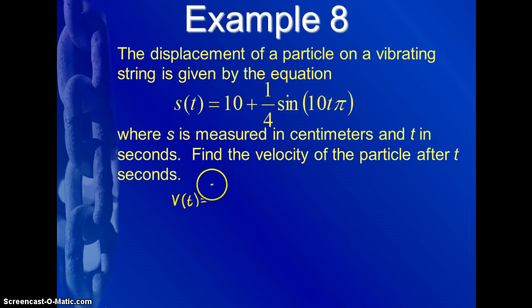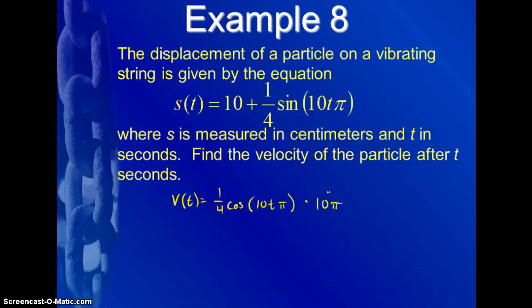1/4 sine of stuff is going to be 1/4 cosine of stuff times the derivative of that stuff. The derivative of 10t pi is a little complicated, but t is my variable. So 10 pi just acts as my coefficient. So I just get a 10 pi in there. If I want, I can combine the 1/4 with the 10 and clean it up a little bit.